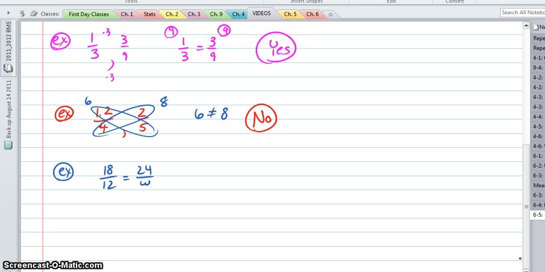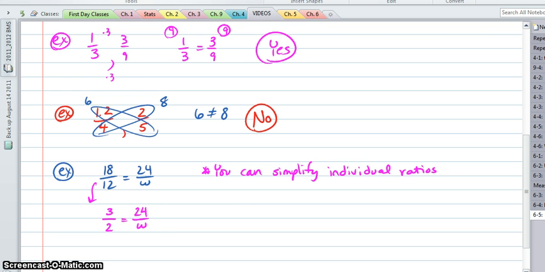I could go ahead and start using the cross product to solve this. But I just want to point something out here. 18 over 12, can this be simplified? Absolutely. You can simplify individual ratios whenever you want. And if it makes the math a lot easier to do, and you can do it mentally, great. So what goes into 18 and 12? Well, 6. 6 goes into 18 3 times. 6 goes into 12 twice. So I'm just rewriting this in a simplified manner.